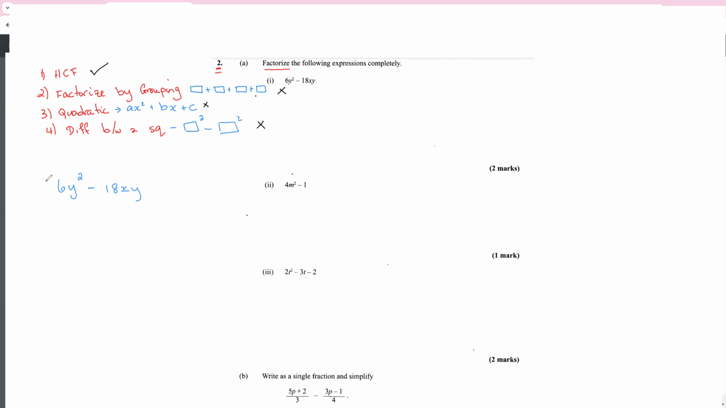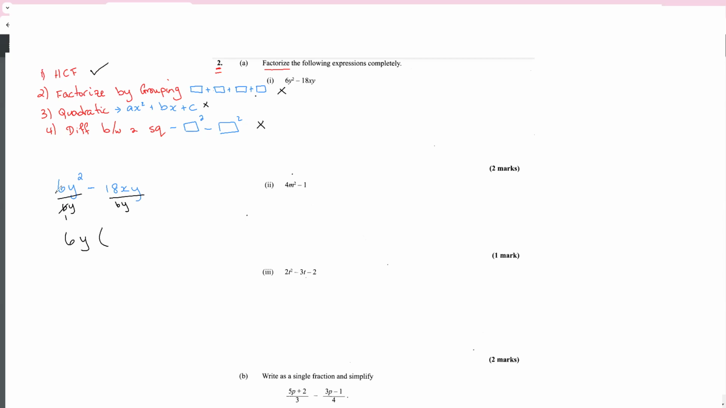And you remember your steps. Look at the numbers, you pull out the highest in common that could divide into each of them without leaving a remainder. So that will be 6. Y is in common in both terms, so we pull out the one with the lower power. Whatever we pull out, that is known as your HCF. We're going to divide that into each of our terms.